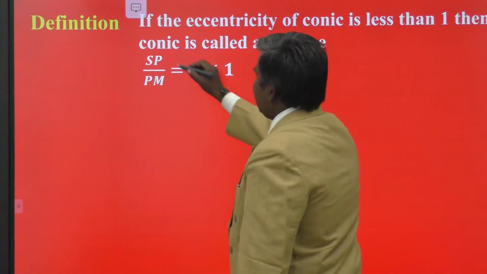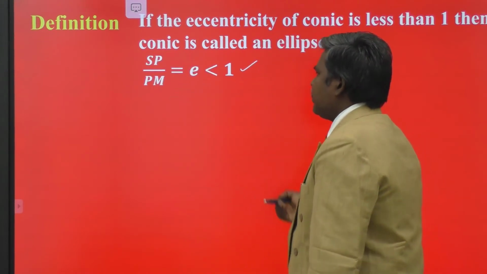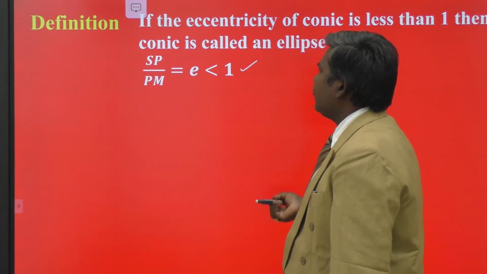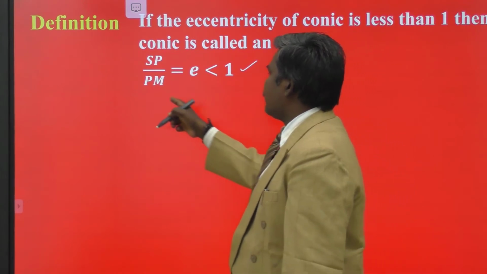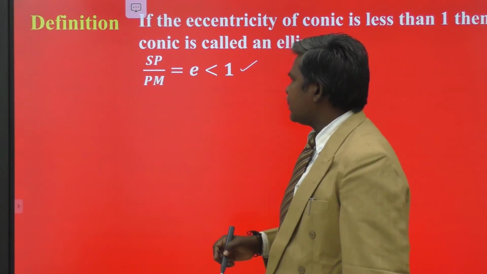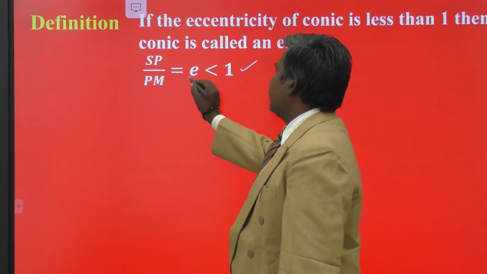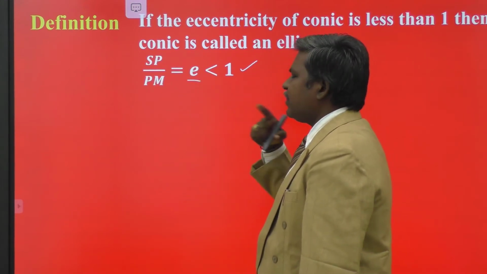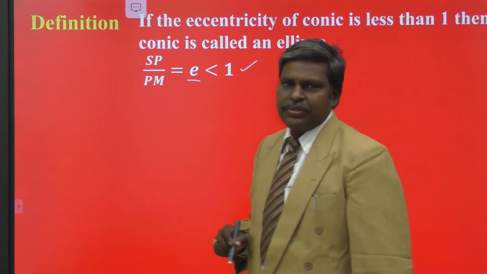So, what is SP and PM? So many times we discussed it. P is any point on the conic, S is its focus, and PM is the perpendicular distance from the point to the directrix. Then this ratio SP by PM is called the eccentricity of that conic. If it is less than 1, our conic is said to be an ellipse.